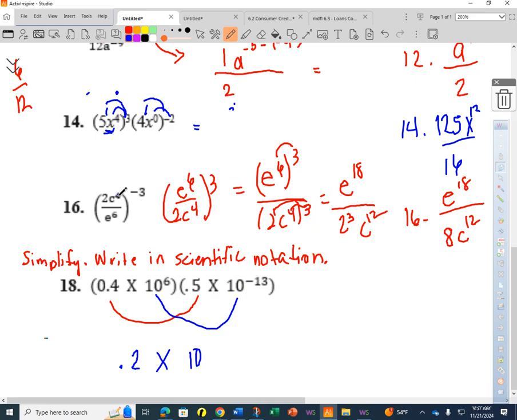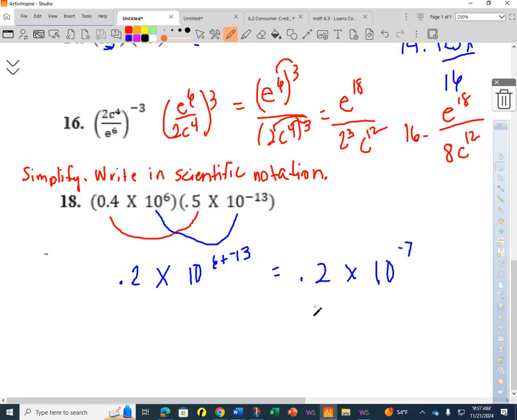No, power, up high, multiply. Add them, yes. So this would be 10 to the 6 plus negative 13. So 0.2 times 10 to the negative 7. Now, these are not in scientific notation, and neither is this one, because this number is not between 1 and 10, right? So our strategy for converting that to scientific notation, we're going to rewrite this in scientific notation: some number times 10 to some power, and we're going to bring down this power of 10 that we already have in our answer.